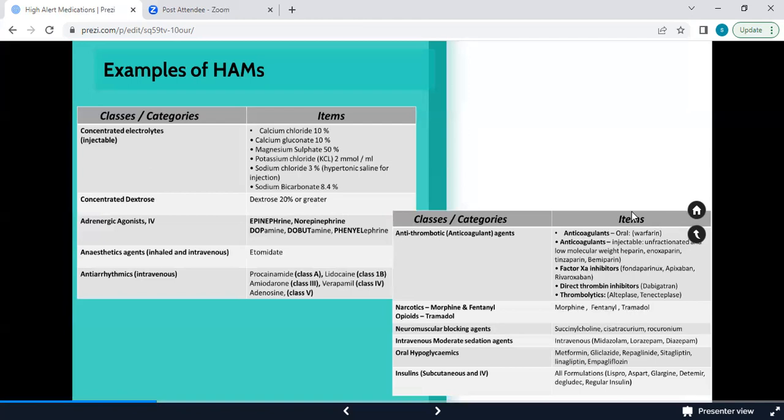The manufacturer is, for example, manufacturing epinephrine and norepinephrine, or dopamine, dobutamine. So the packaging we find to be similar, which can cause dispensing errors, okay, and so on. So adrenergic agonists are not only high alert medications that we should take care with while dealing with them, but also some of them are look-alike and sound-alike medications.